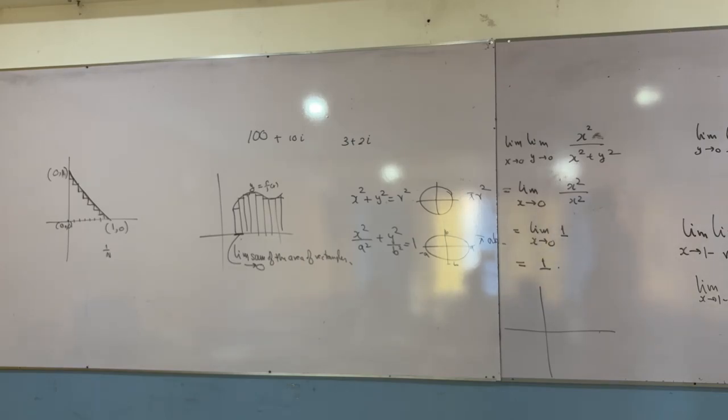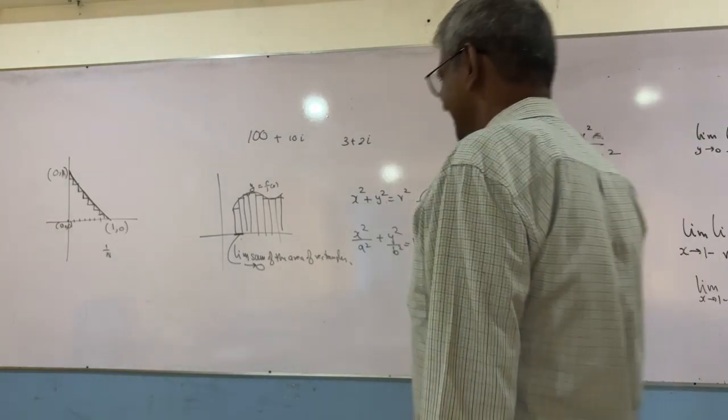So, you cannot say 100 plus 10i is bigger than 3 plus 2i. Is that what you are saying? Yes. When you draw a line from the origin to 100 plus 10i and to 3 plus 2i, they don't coincide. They are two different lines. Therefore, you can't compare the length of it, because normally when you compare real numbers, they are on the same line.